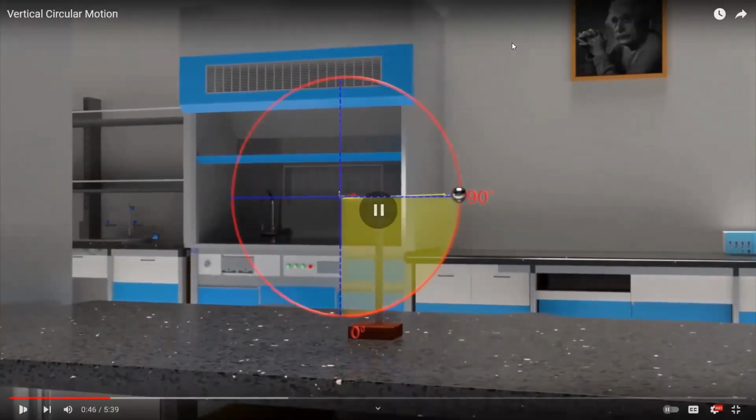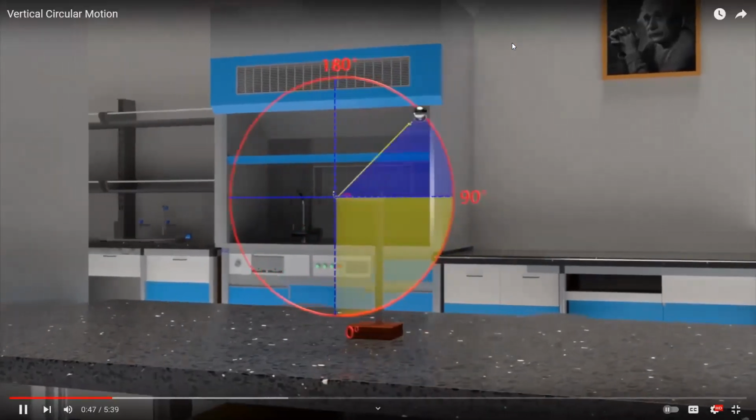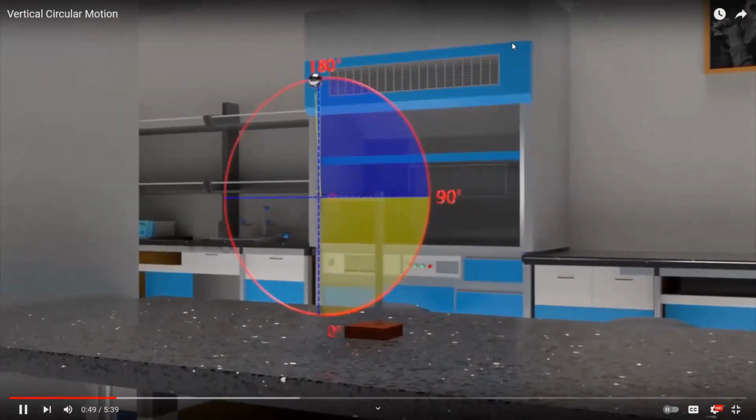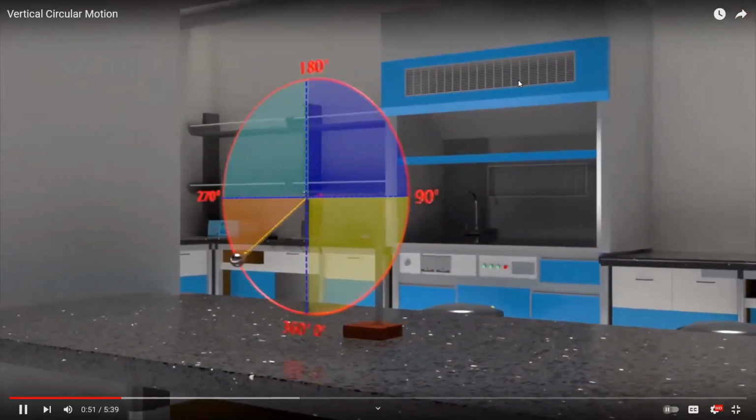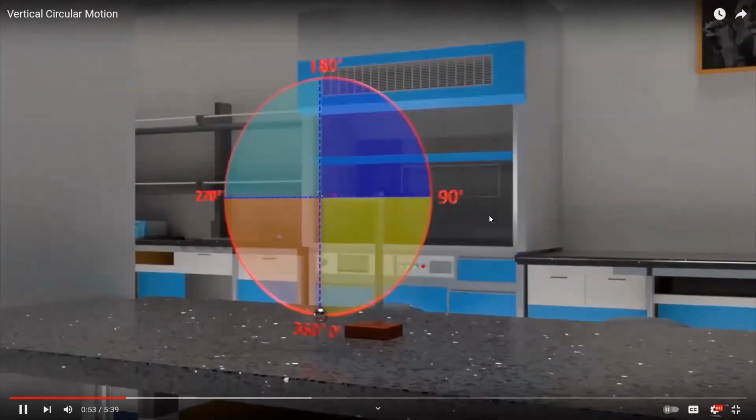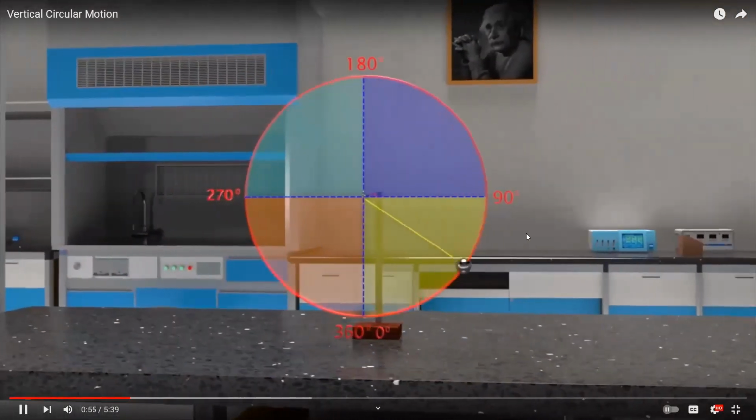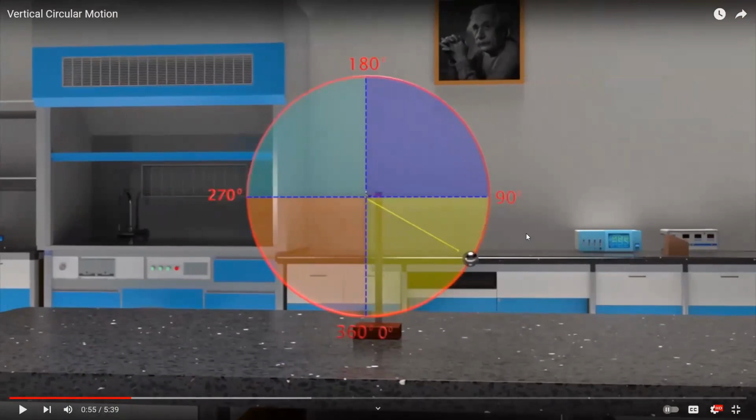0 to 90 degrees, 90. What will happen? 90 to 180 degrees, 180. 180 to 270 degrees, 270. And 270 to 360 degrees. That's fine. Consider the bob at this point. Now, let us consider the bob is traveling at this point.